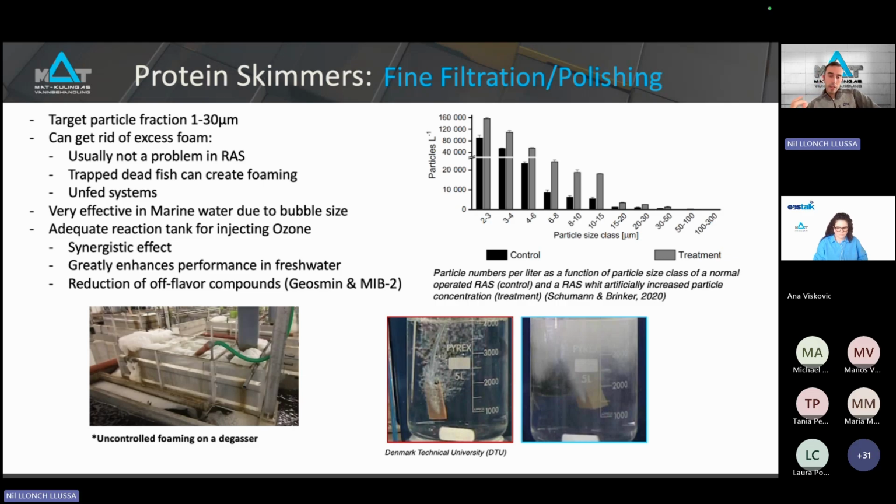Also, the ozone makes the particles coagulate. That means that they interact with each other, making bigger particles, which are easier to remove afterwards. And it also greatly enhances performance in fresh water, which is limited compared to marine water. I will mention this afterwards. It also has a direct effect on off-flavor compound removal.